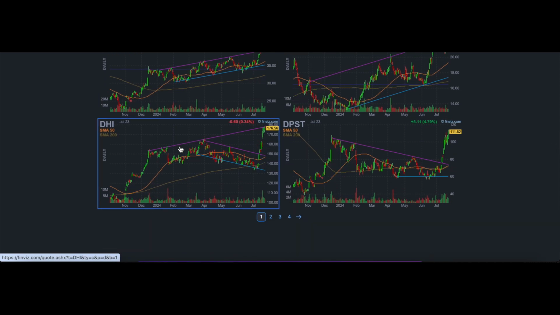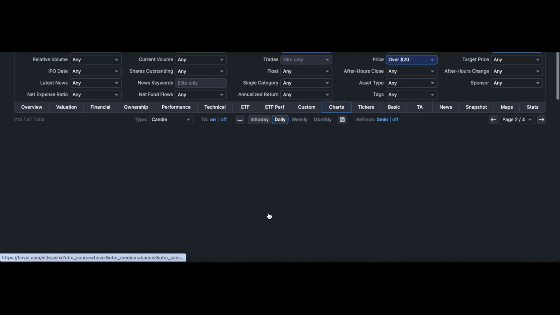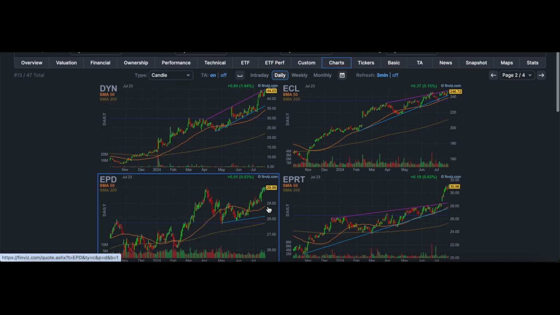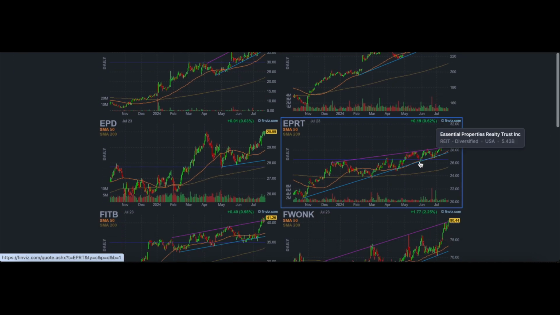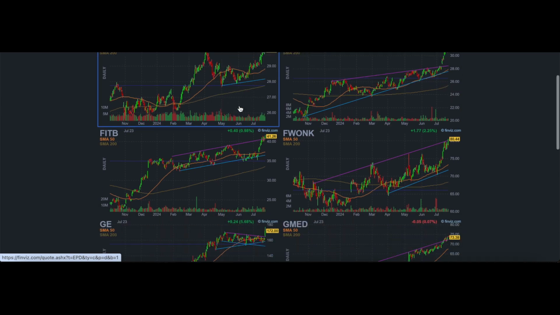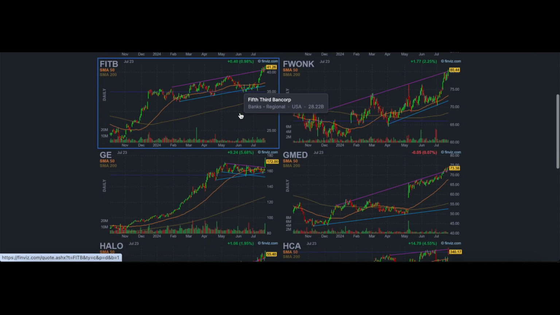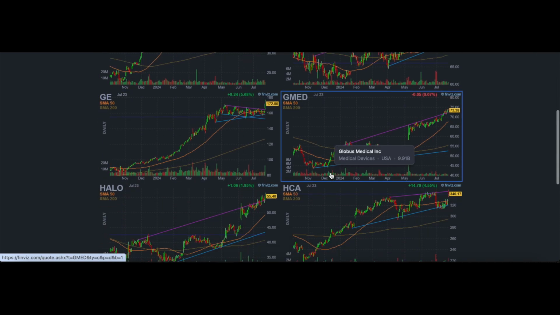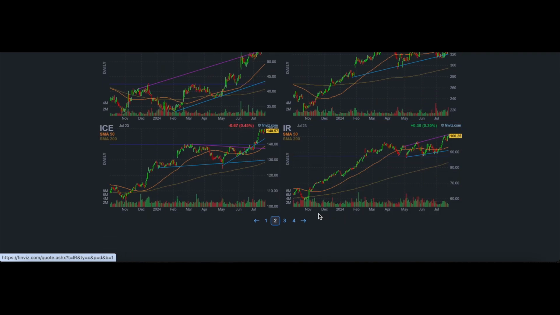This one looks good, but also slightly choppy. This one looks decent. This one looks a little choppy for me. This one looks good. This one looks decent. This one is an avoid, way too choppy. This one's also an avoid, choppy. GE is good. GMED is good. These are both choppy. These are also both choppy.